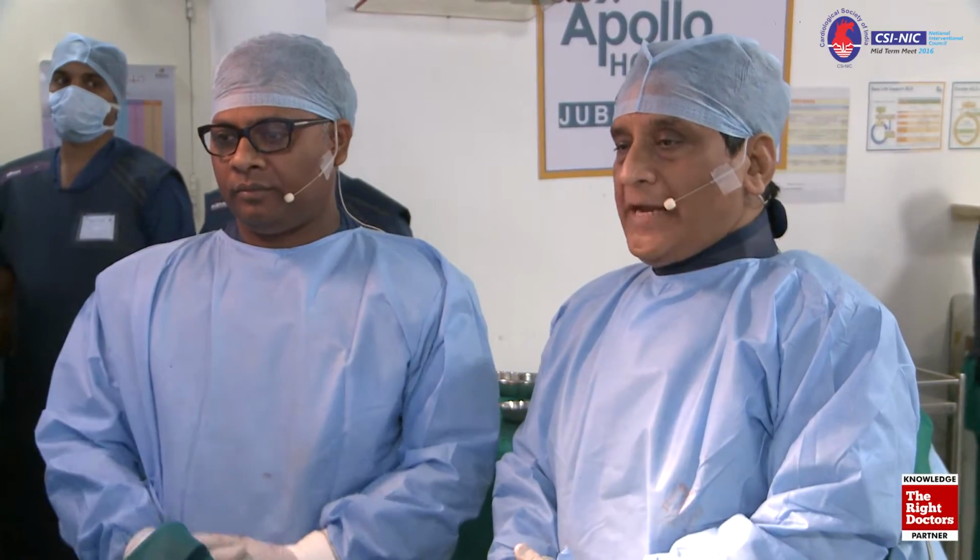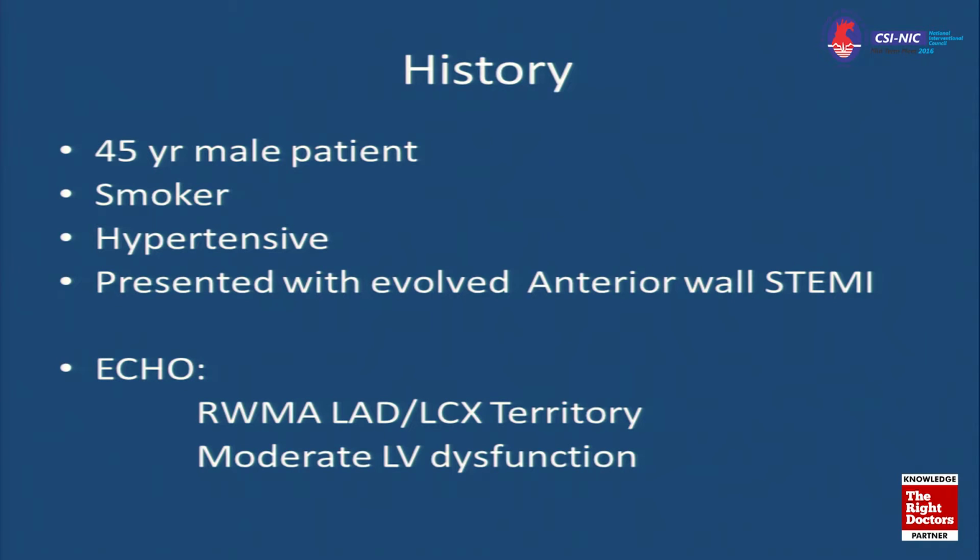See if we can show the slide of the case. Yes. Good afternoon, everybody. Today we have an interesting case. This is a 45-year-old male who is a smoker and hypertensive. A few days back he presented with an evolved inferior ST elevation MI. The echo shows regional wall motion abnormality in LAD and LCX territory with moderate LV dysfunction.